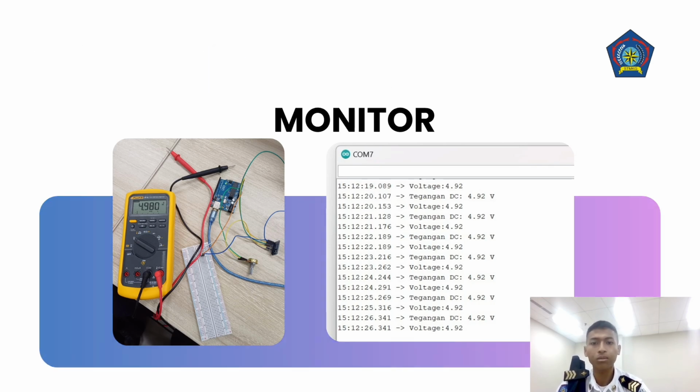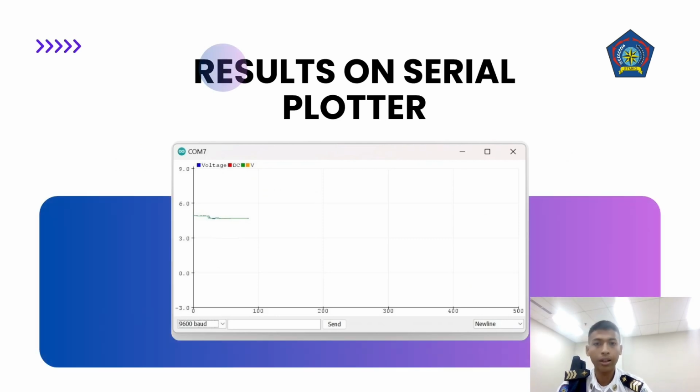Next is the result on the serial plotter. The serial plotter visualizes the readings from the serial monitor graphically, making it easier to observe changes over time.